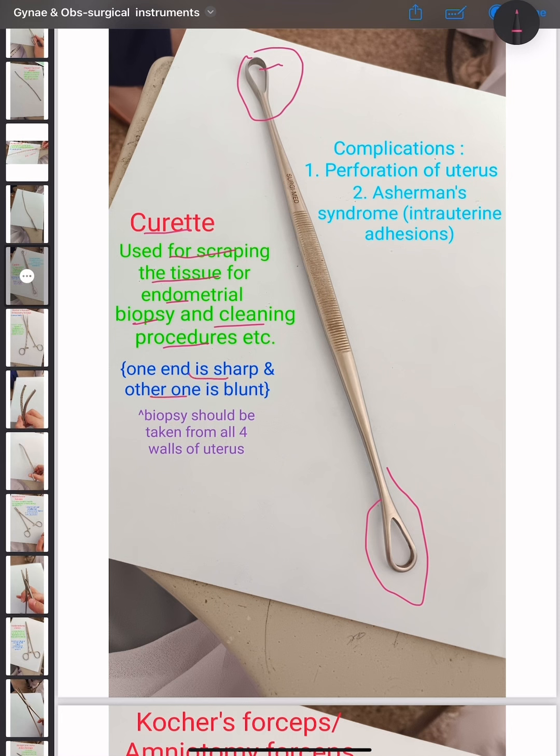Biopsy should be taken from all four walls of the uterus. Whenever we need to take a biopsy, this portion is used, and the biopsy is taken from all walls of the uterus. What are the complications of the curette? It can perforate the uterus. Asherman syndrome, intrauterine adhesions, can appear due to the use of this curette.